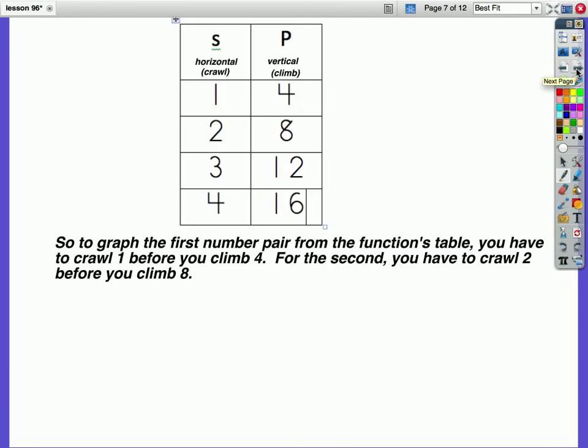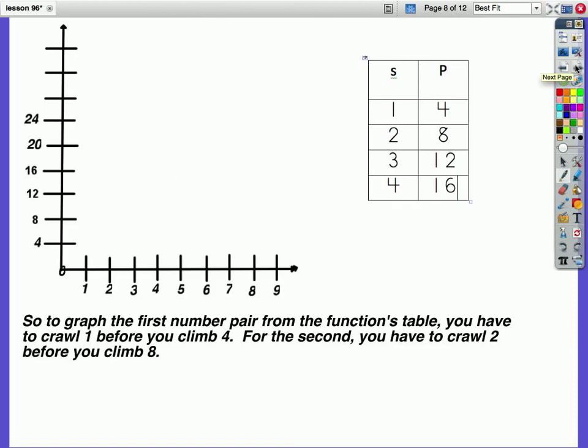So to graph the first number pair from the function table, you have to crawl 1 before you climb 4. For the second, crawl 2 before you climb 8. So to graph it, we're going to crawl 1, climb to 4. For the second one, we'll crawl 2, climb to 8. 3, 12, 4, 16. Okay.